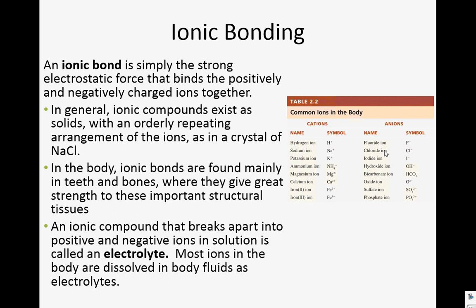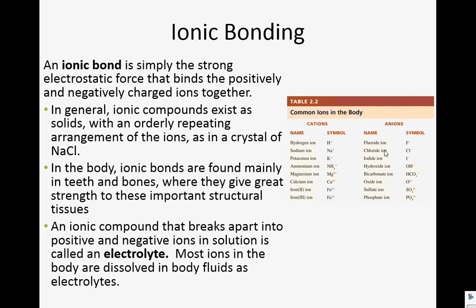So an ionic bond is simply the strong electrostatic force that binds positive and negatively charged ions together. So where that negatively charged chlorine is attracted to the positively charged potassium or sodium, in that case that was on the previous page, and forming sodium chloride, which we learned the other day is the fancy way to describe table salt.